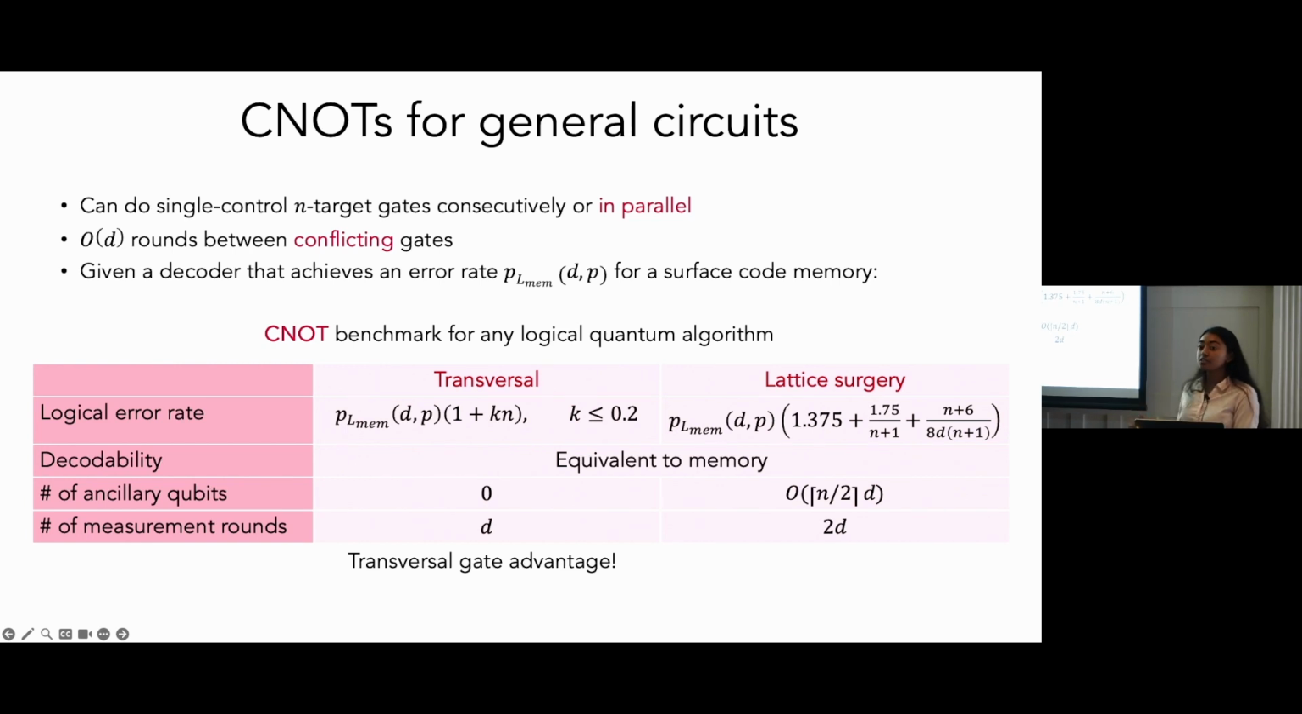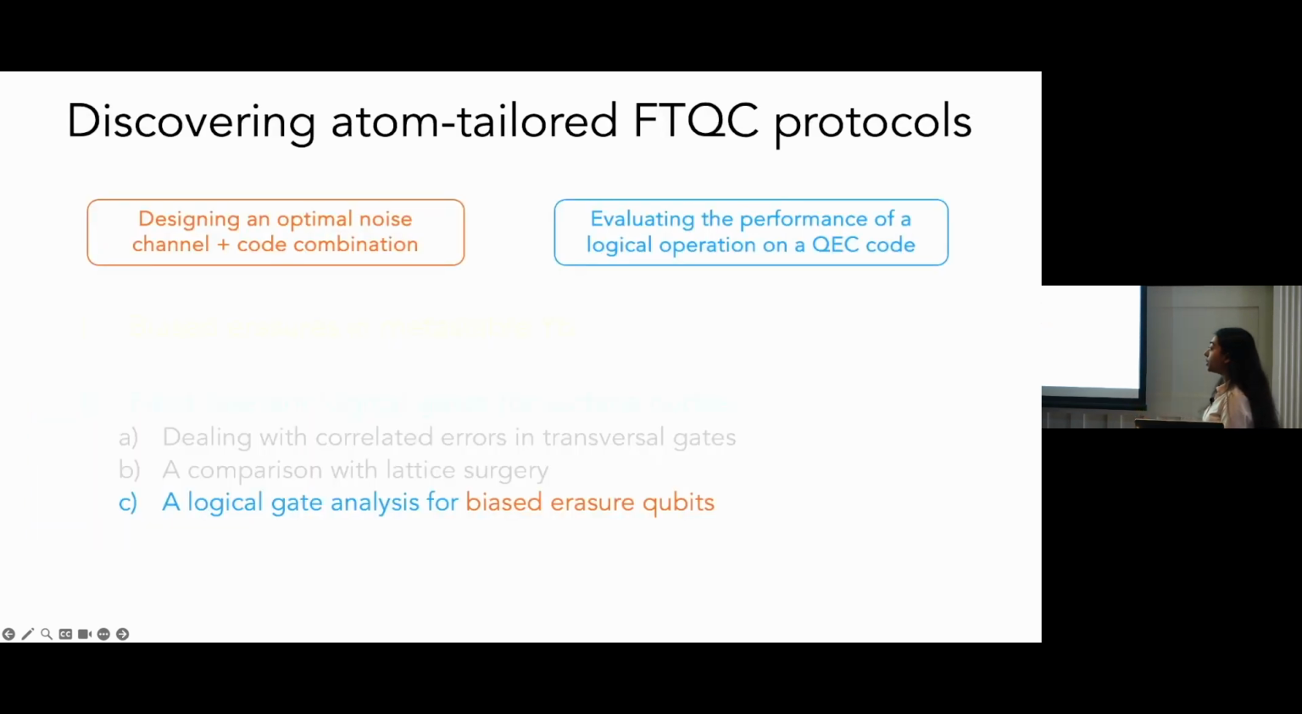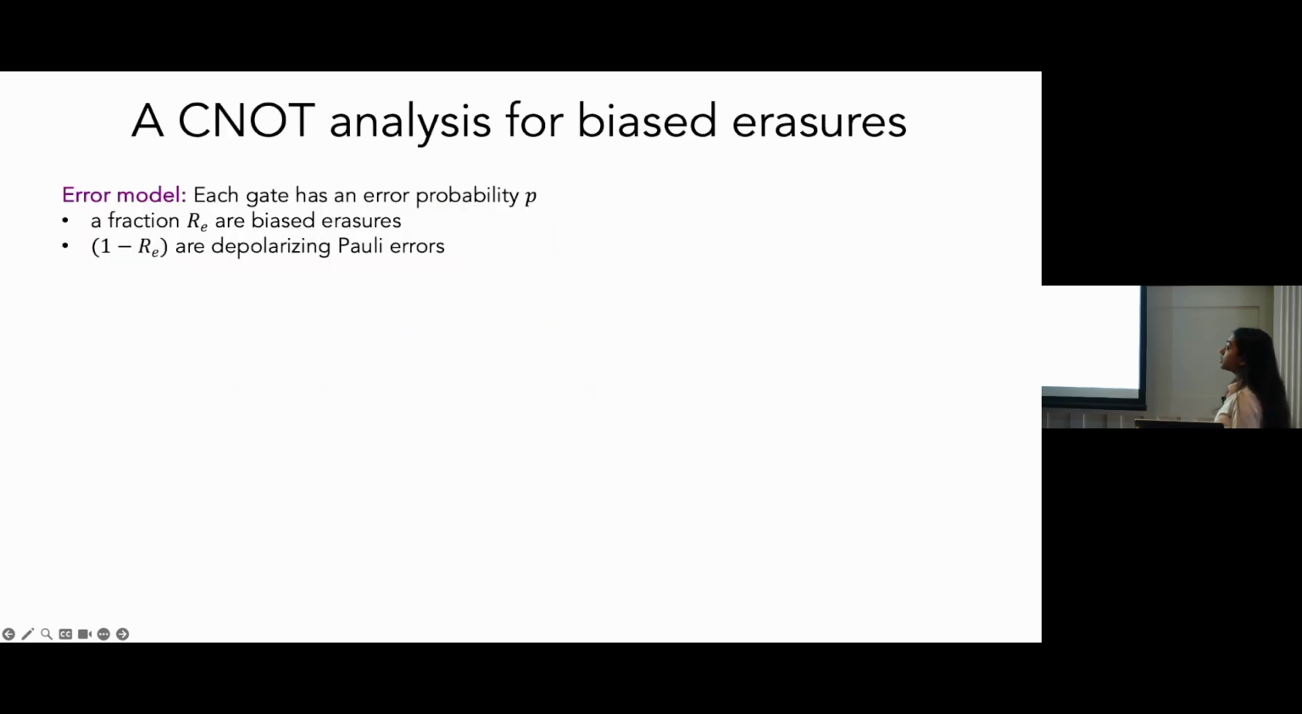But until now, I restricted my analysis to Pauli noise. And now I'll go back and connect this analysis with the first part of my talk, where I addressed biased erasure qubits. And let us remind ourselves that biased erasures tell us both where the error happened, so you get a flag on that particular qubit, and also tell you the error type, so you know whether it's X or Z. And again, we're using the error model where gates can experience errors, out of which an erasure fraction RE are now biased erasures, and the remainder are Pauli errors.